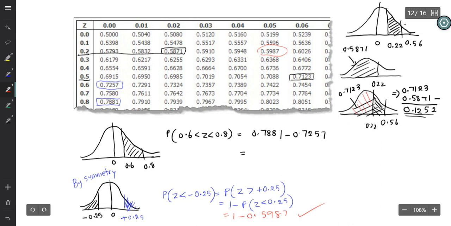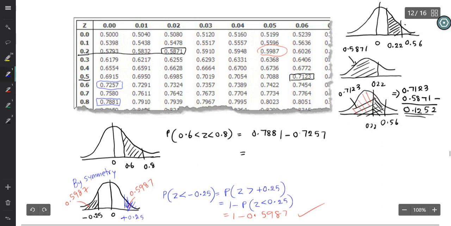So this is the same as the left tail by symmetry. So if this is 0.5987, this is also 0.5987. So that is how you get the negative values.